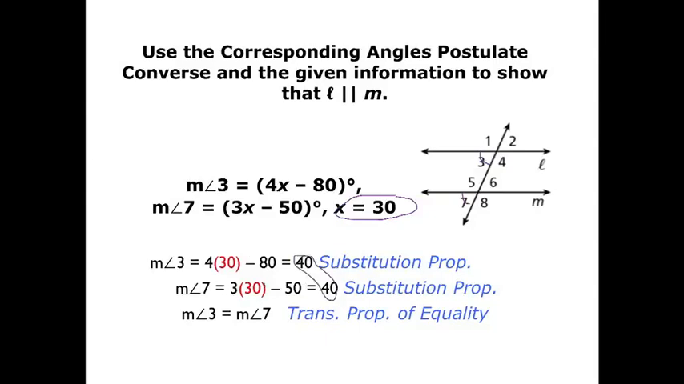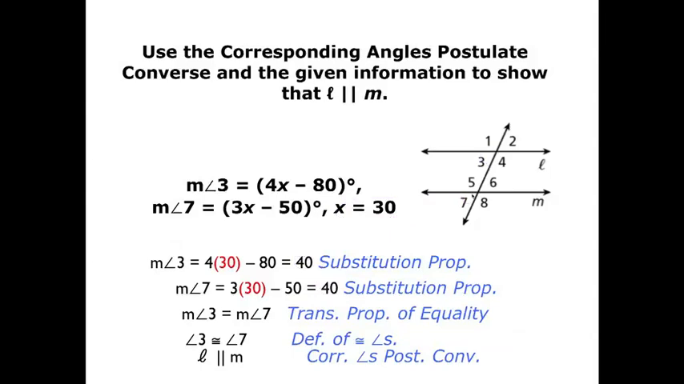Both angles equal 40, so they're equal to each other by the transitive property, which means they are congruent by the definition of congruent angles. And therefore, those lines have to be parallel because our corresponding angles are congruent. So our corresponding angles postulate converse tells me that the lines L and M have to be parallel to each other. Pause the slide if you need to look at that a little closer. We'll move on now.